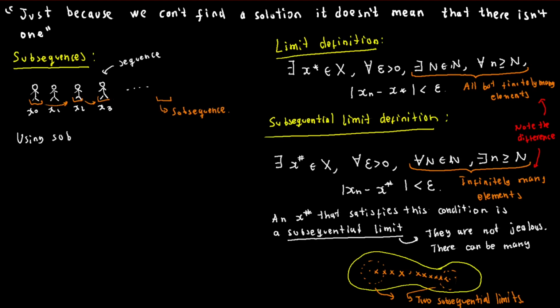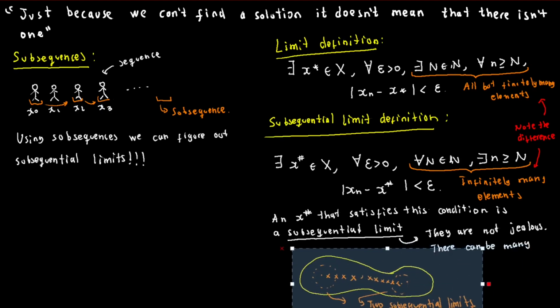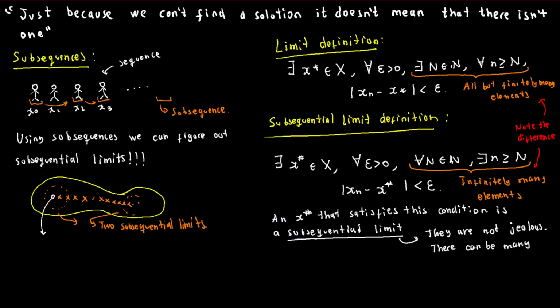If x sharp is a subsequential limit, we can construct a subsequence converging to x sharp by choosing one element in the original sequence for each ball of radius 1 over n. In fact, we can construct a subsequence converging to each one of the subsequential limits, but we'll get to that in a moment. Before we dive into the formal proof, let's refine our understanding of what a subsequence is.